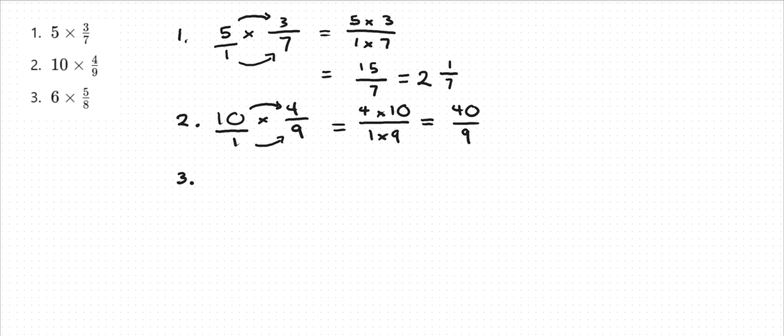And our third example, we have the exact same thing. We have 6 times 5 over 8, or 6 times 5/8. And we're just going to turn this into a fraction and multiply our two numerators and our two denominators. And that's going to be equal to 30 over 8.